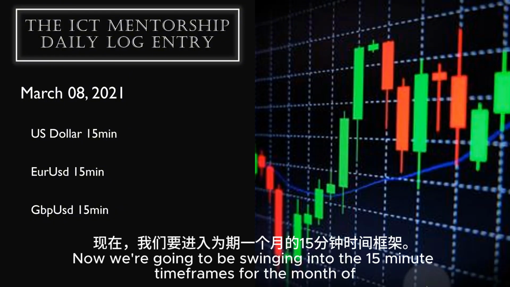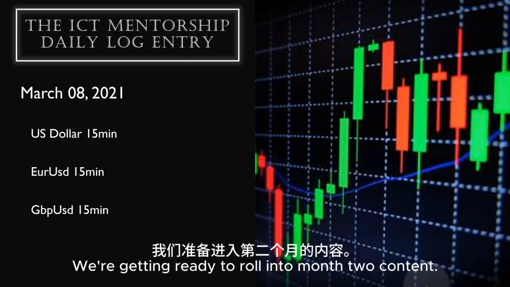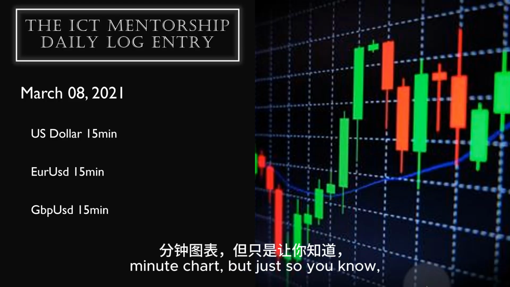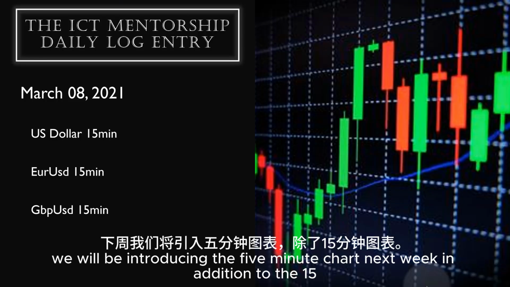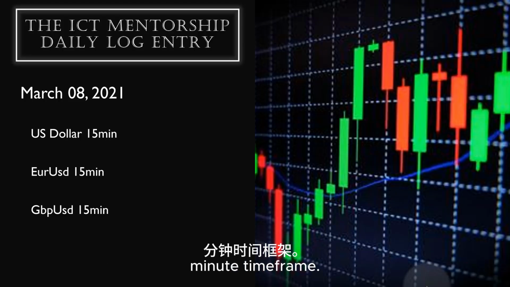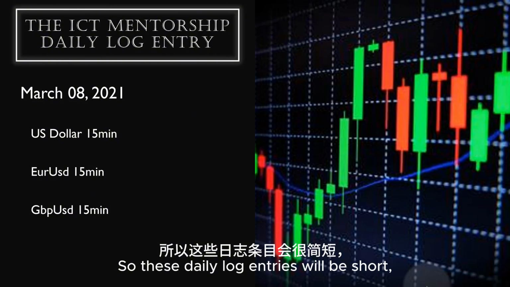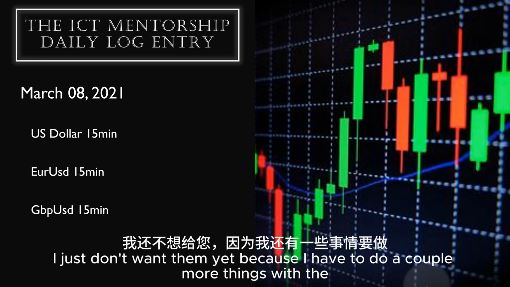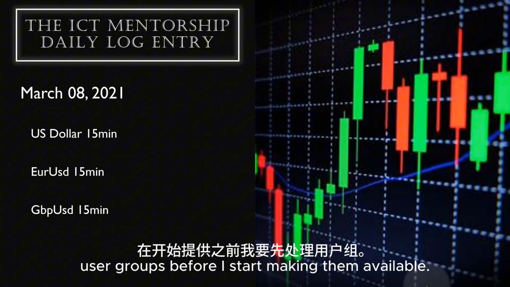Now we're going to be swinging into the 15-minute time frames for the month of March. We're getting ready to roll into month 2 content, so we have to start working with a little bit higher time frame than a 5-minute chart. But just so you know, we will be introducing the 5-minute chart next week in addition to the 15-minute time frame. So these daily log entries will be short, sweet, and you will have PDF files starting next week. I just don't want them yet because I have to do a couple more things with the user groups before I start making them available.